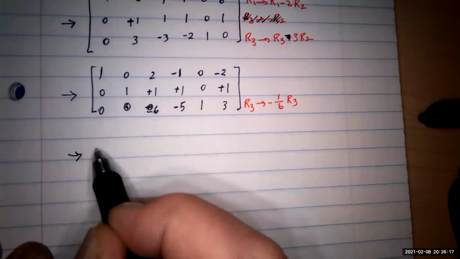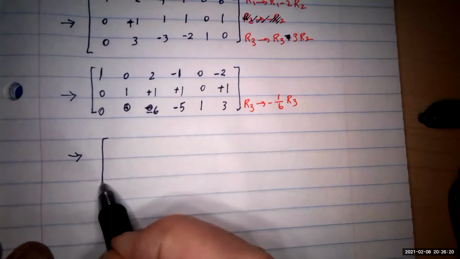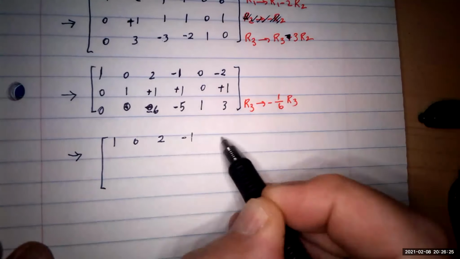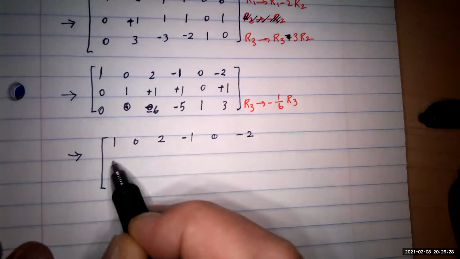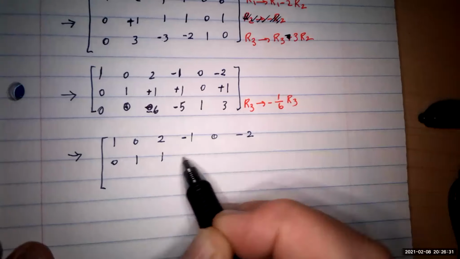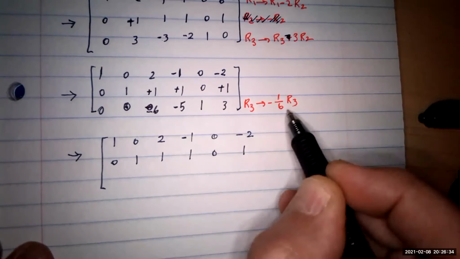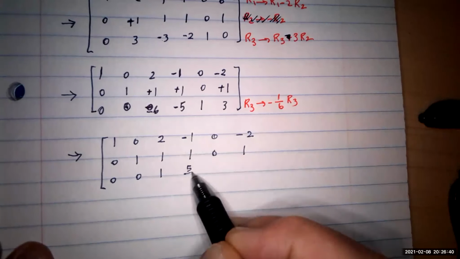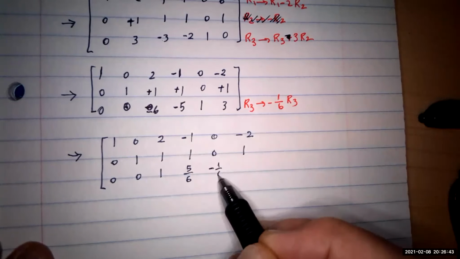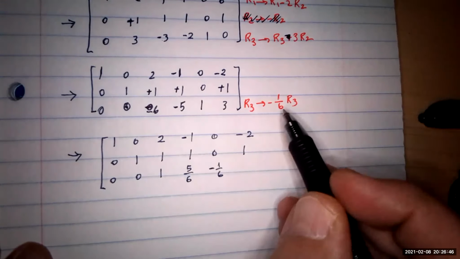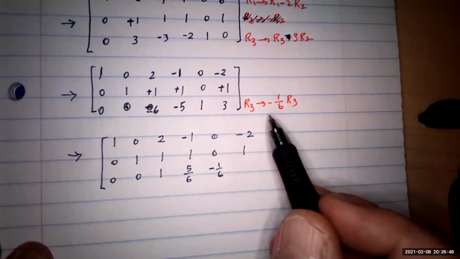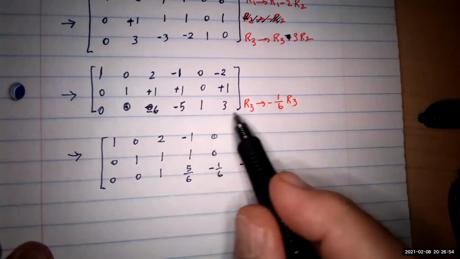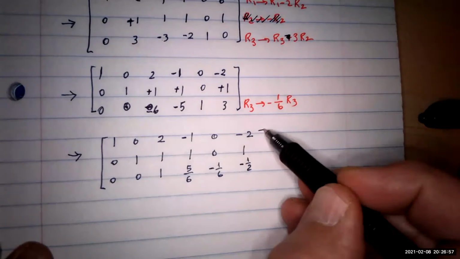So we change the last one, and then we'll be almost done. This is going to be 1, 0, 2, negative 1, 0, negative 2, and then 0, 1, 1, 1, 0, 1. Divide by negative 6, making it 0, 0, 1. That gives you 5/6, negative 1/6, and 3/6, which is negative 3/6, so negative half. I divide each one of them by negative 6.